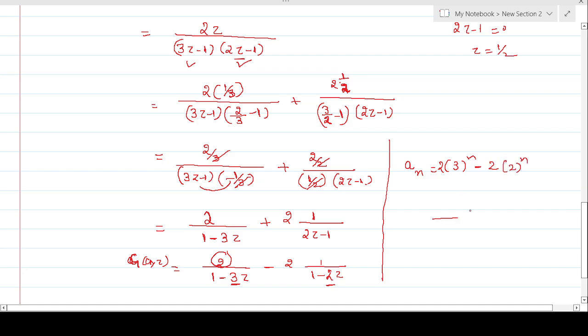Okay, so this is how we solve the problem of generating function. You people practice some more questions from your side to learn this thing properly.